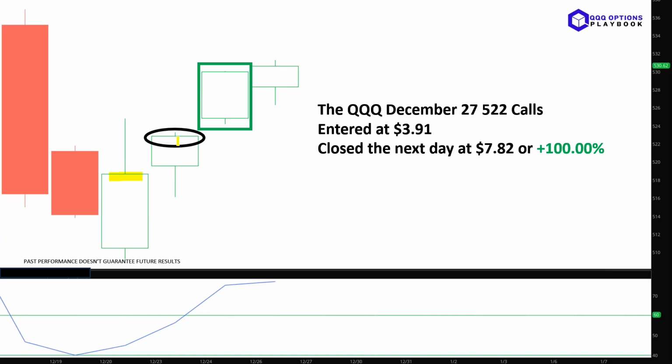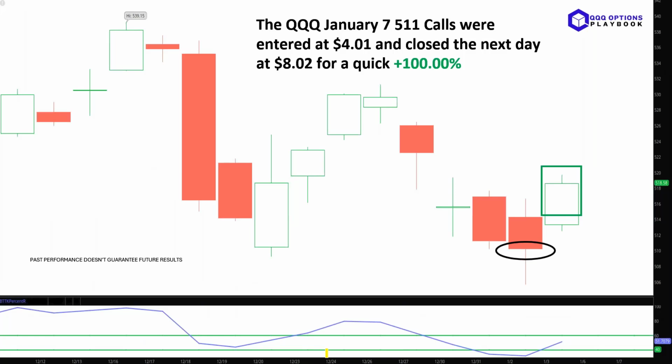See a little bottom here with the green candle. We enter, very next day, 100%, %R in one of our windows that we look for, and entered that trade. Here's January 7th, 511 calls, entered at 401, closed out at 802. And remember, these are calls, okay? But you see the Qs had been falling, and this candle is not a green exhaustive candle, like on the other example that I shared with you, all right? We entered these calls thinking that the flush was over, got that right the very next day, and made 100%.